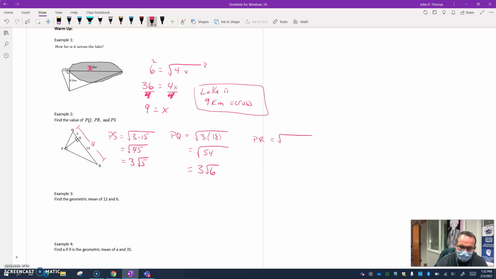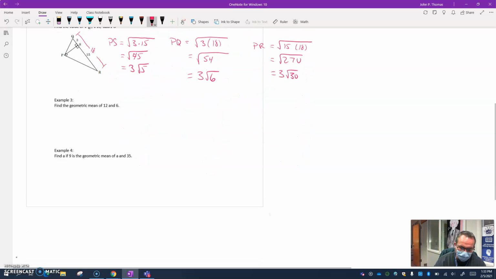And then last but not least, we're going to find PR, and it's a very similar approach to the last one, except we're taking the other half of the hypotenuse. So PR equals the geometric mean of the 15, which is below it, times the 18. 15 times 18 gives us 270. So I have root 270. Then I'm going to have to simplify root 270. I know a 9 comes out of there, and that leaves me with a 30, so that's simplified. So I'm going to get 3 root 30. And those give me the 3 values.